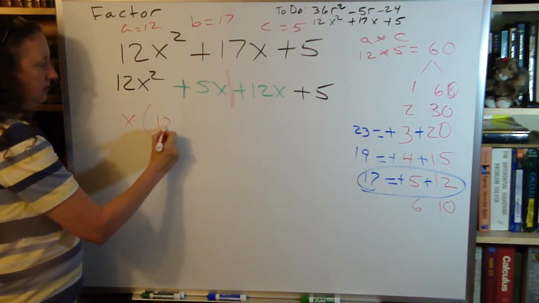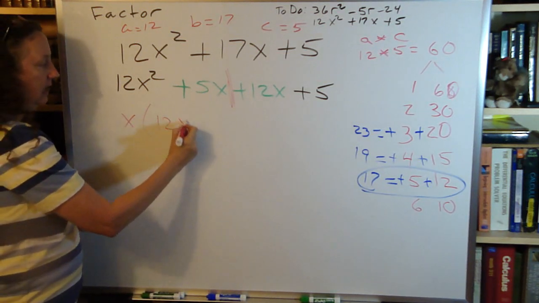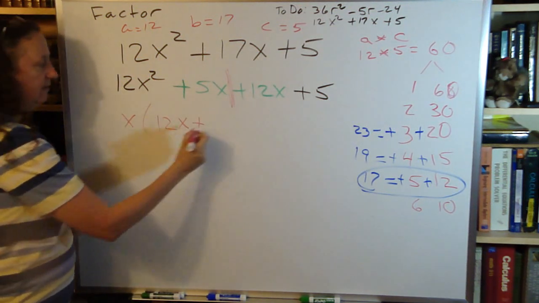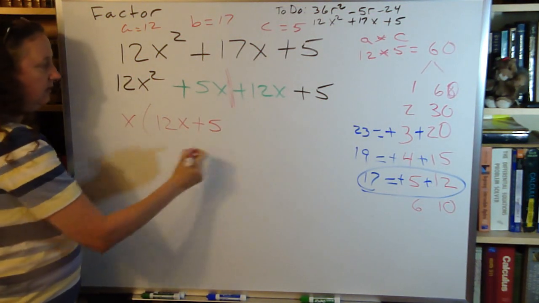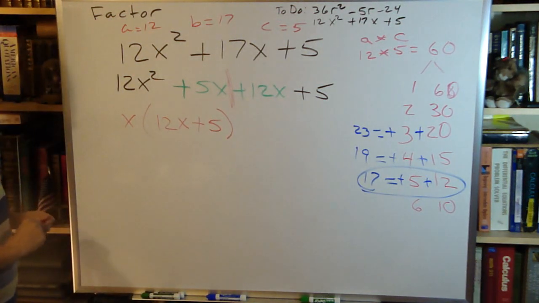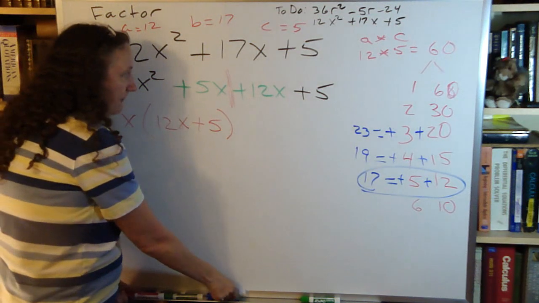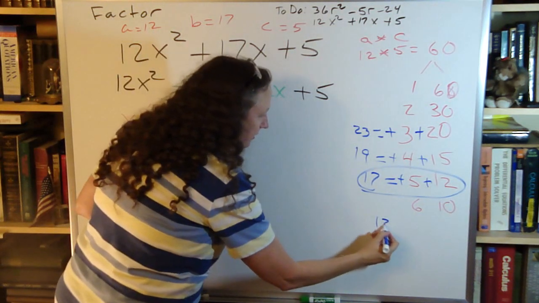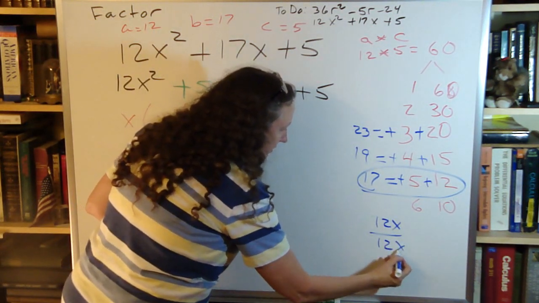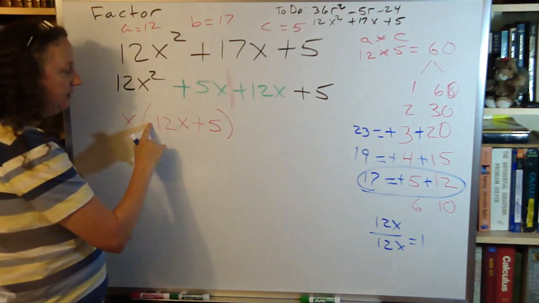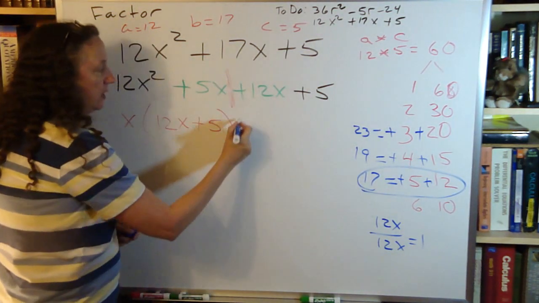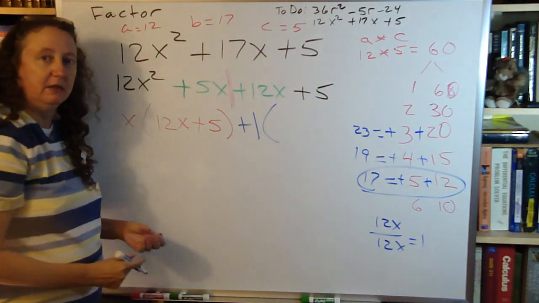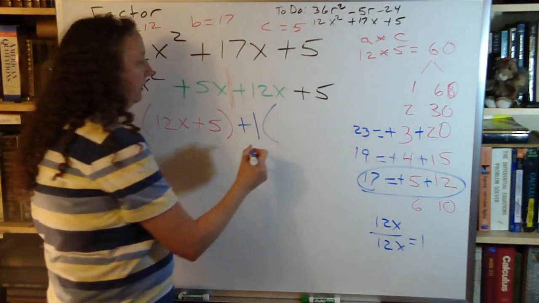Divide 12x plus 5. Done. Go over there. 12x, divide 12x. Positive divided by positive, okay? So that's a positive 1 there. Dividing this whole thing by 1, that's an easy one to do. It doesn't change anything.